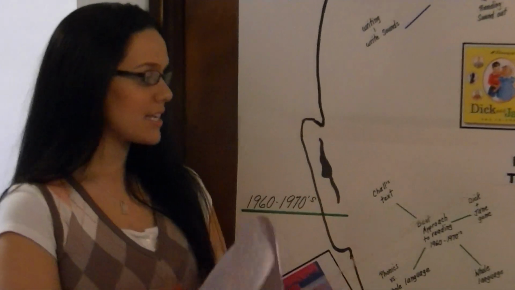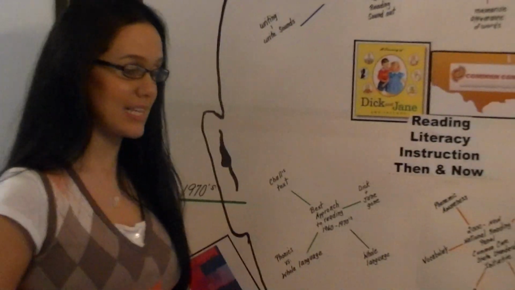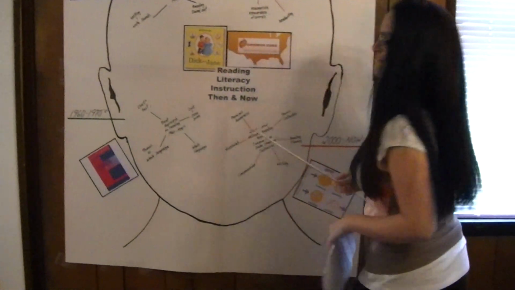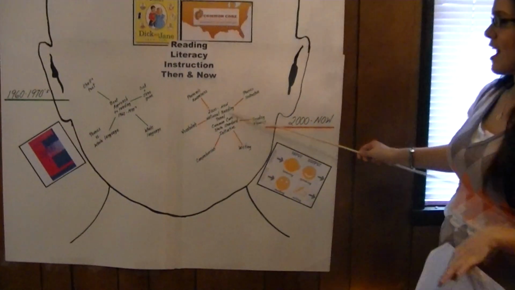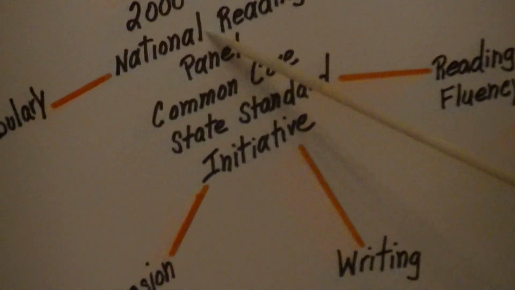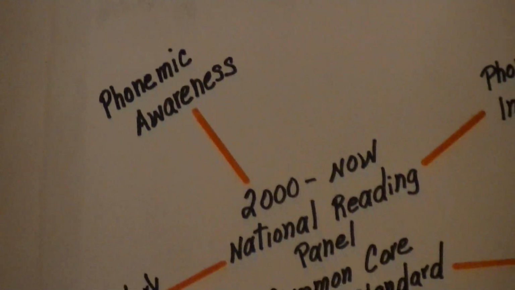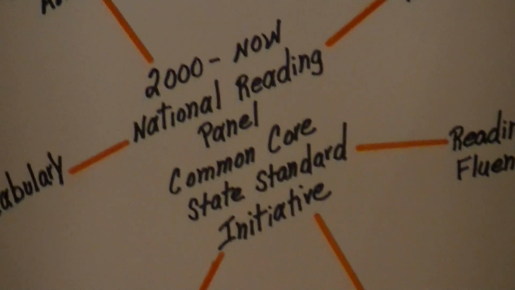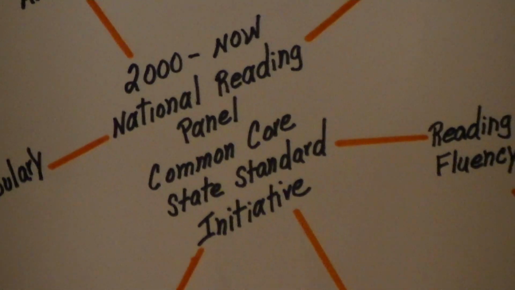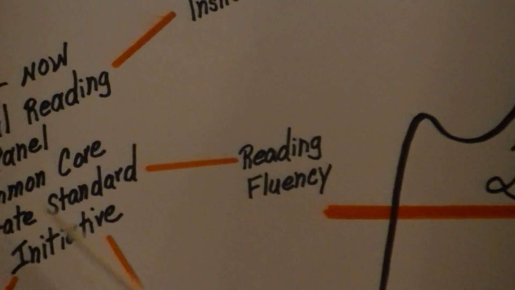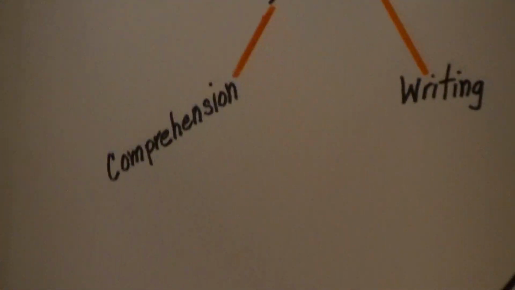So then that brings us to 2000, to present day. I'm just going to switch over here. And as my subtopic, my main idea here, I have 2000, and I wrote in the middle now. I put the now because this is present day, starting from 2000 to now, 2013. I put the National Reading Panel and the Common Core State Standards Initiative.